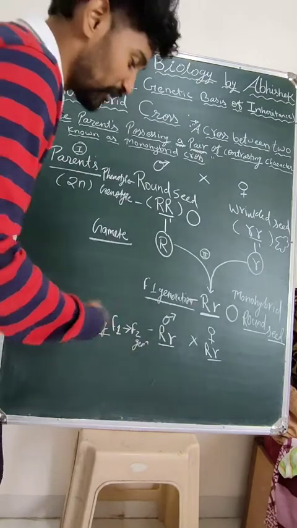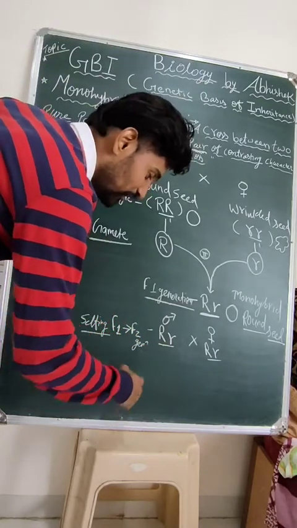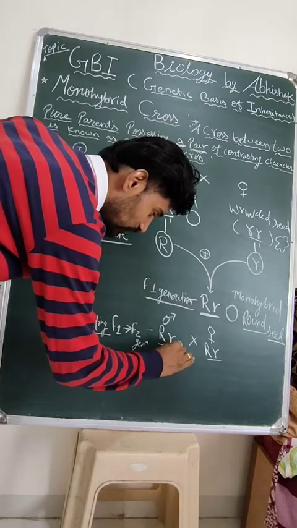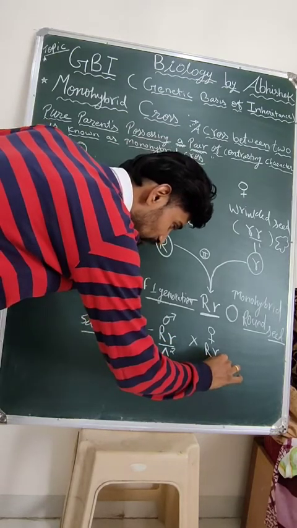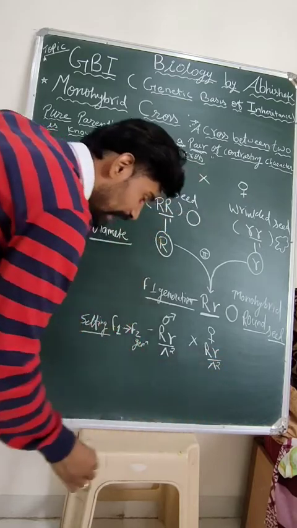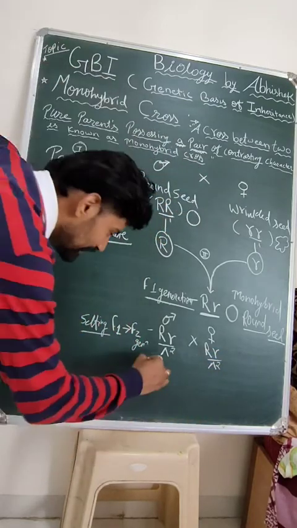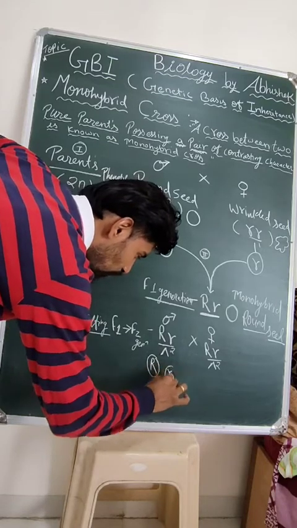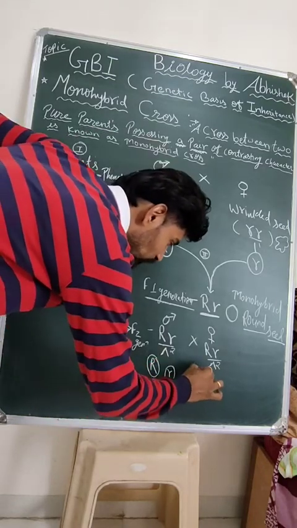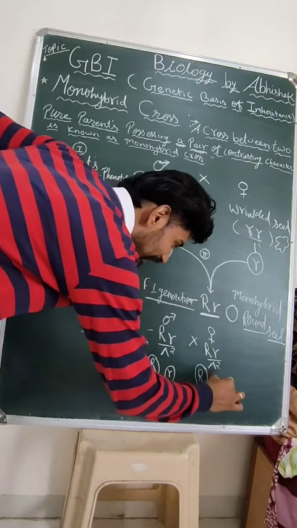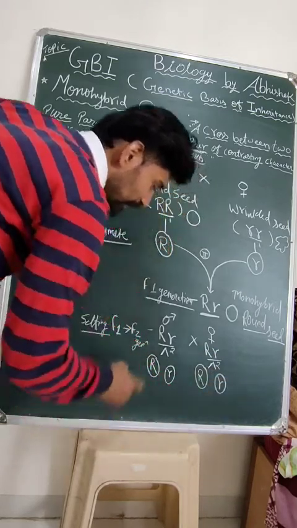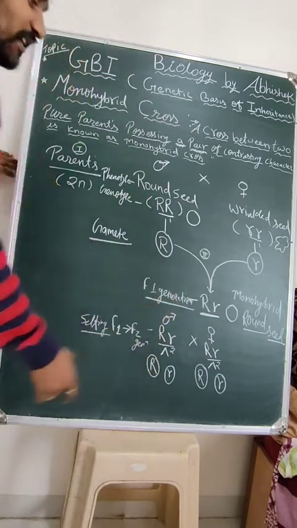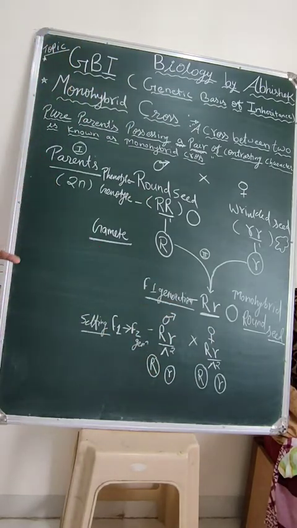So what we appear or form after selfing of F1 generation? So here it is heterozygous, so I will write here 2, and we get 2 gametes. So one is capital R and another is small r. Here also we get 2 gametes. One is capital R, another is small r. Because male is also heterozygous and female is heterozygous, because in F1 generation appearance of heterozygous.